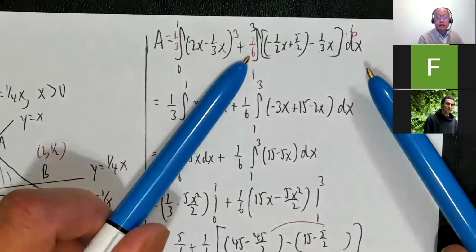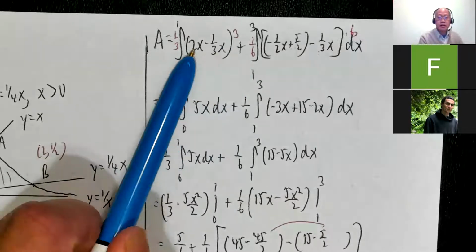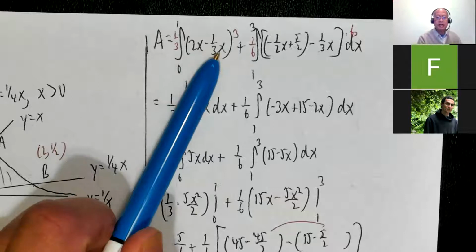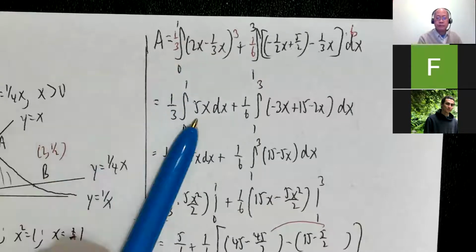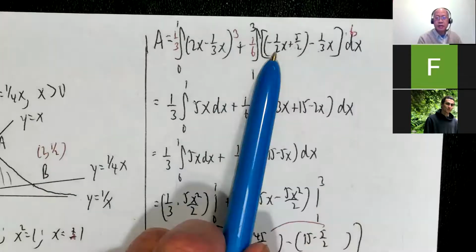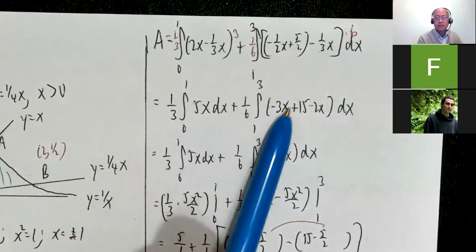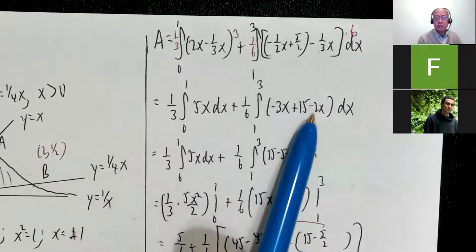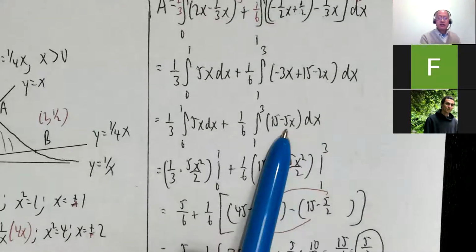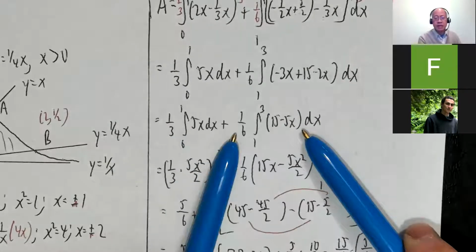Okay, so I distributed 3, that's 6x minus x, right? 3 times 2x is 6x. 3 times 1/3 is 1, so 6x minus x is 5x. And there's a 1/3 in front. And this is going to be 6 times that, which is negative 3x. 6 times 5 over 2 is 15. 6 times negative 1/3 is minus 2x. So that comes out to be 15 minus 5x. See, this looks a lot better. Yeah, there's a 1/3, there's a 1/6, but at least I save it until later.